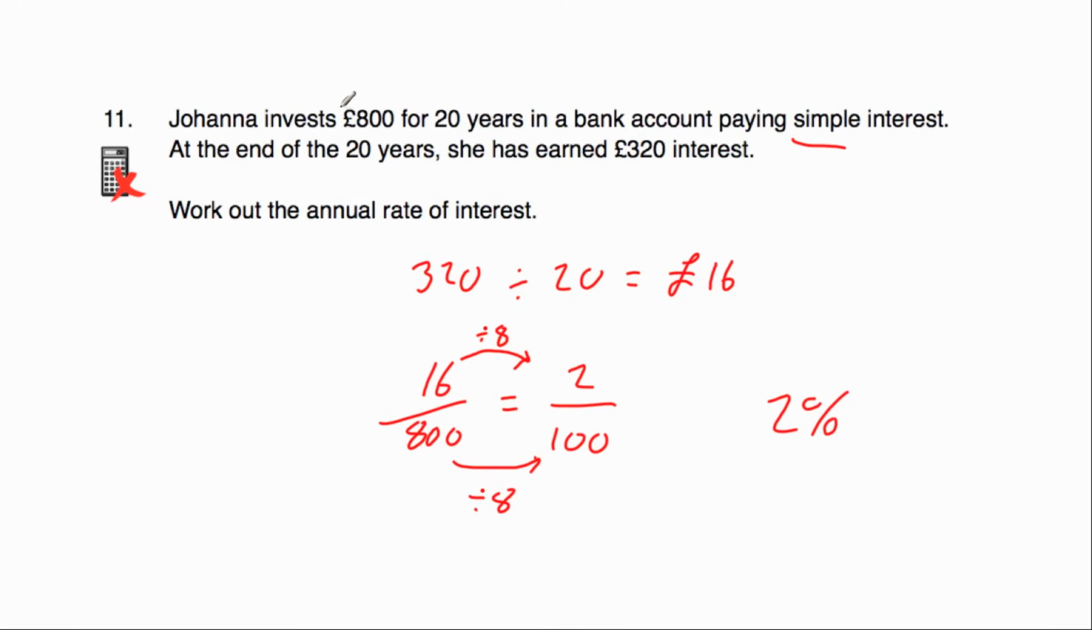And let's check it. If we work out 2% of 800, well, 1% is 8, 2% is 16, and it was invested for 20 years, 16 multiplied by 20 would be £320. So the annual rate of interest is 2%. Let's have a look at question 12.